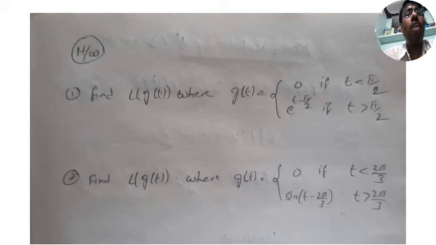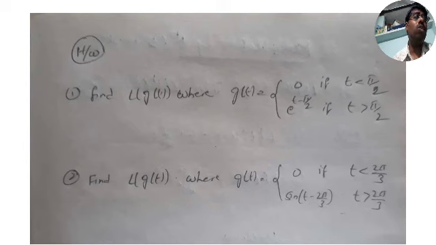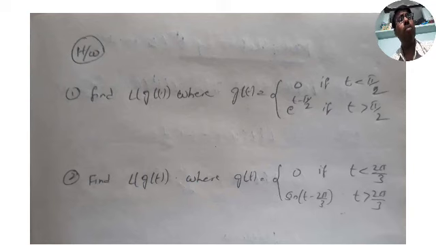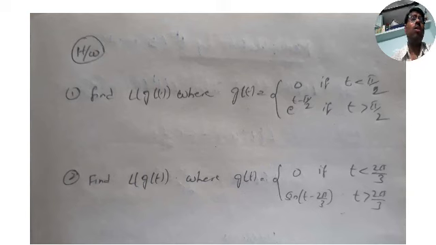Find L of g of t, where g of t is 0 for t less than pi by 2, and for t greater than pi by 2 it is e power of t minus pi by 2. So what is the value of a? The value is pi by 2, and f of t minus pi by 2 is e power of t minus pi by 2, and f of t is e power of t. Use the standard formula, L of e power of at is 1 by s minus a. So that gives the answer, very easy.